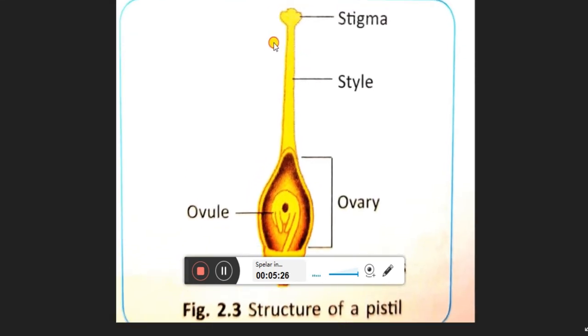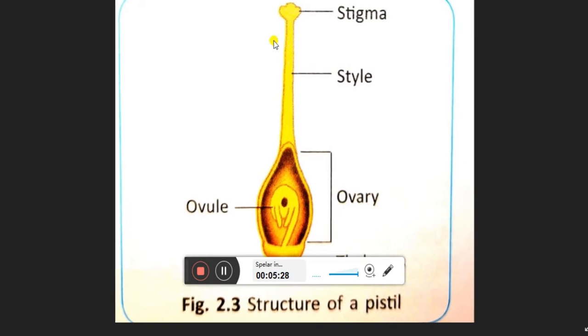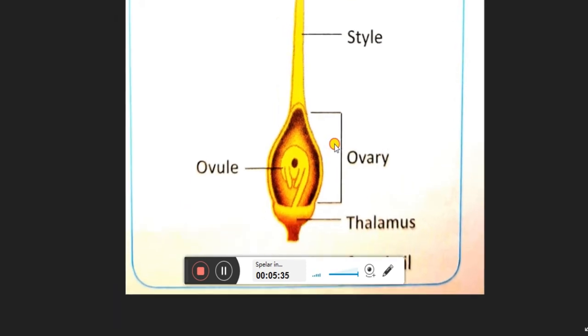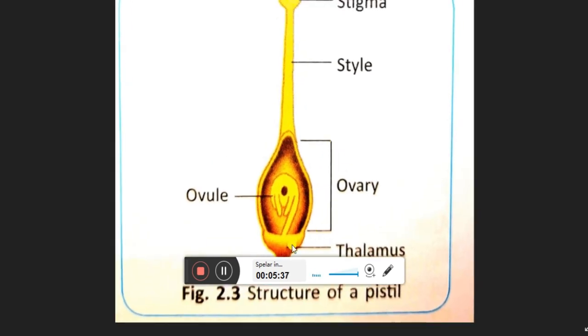Similarly, you can see the structure of the pistil. This is the stigma, this is the style, and then the ovary part is there, and inside that ovary there will be the ovule, and this gynoecium is placed over the thalamus.